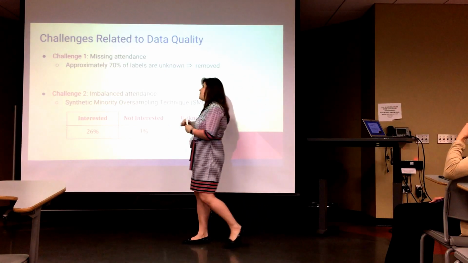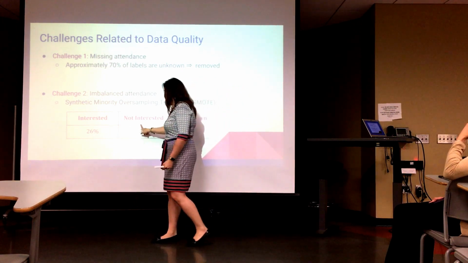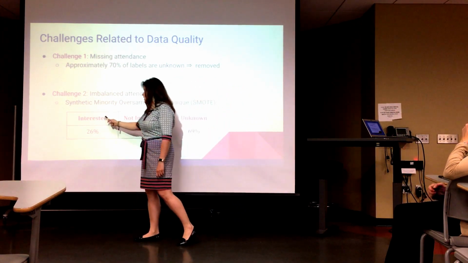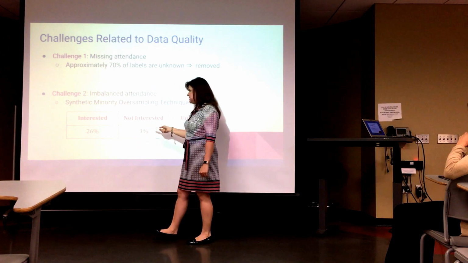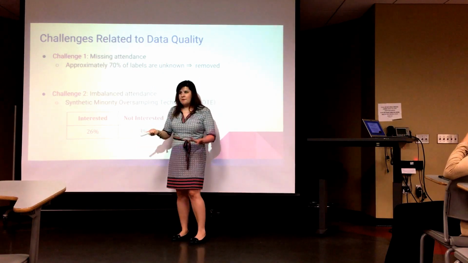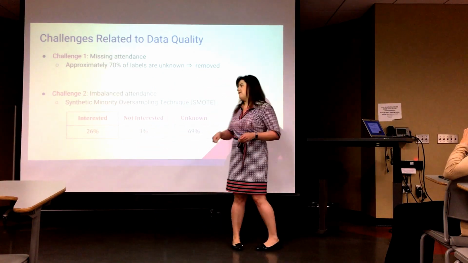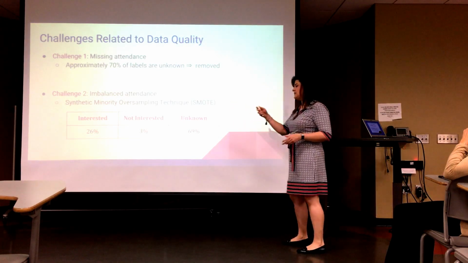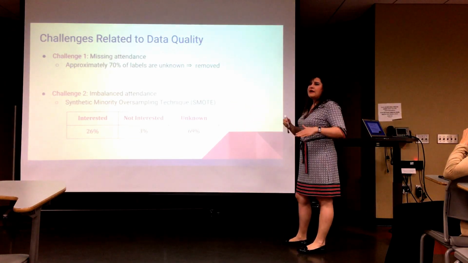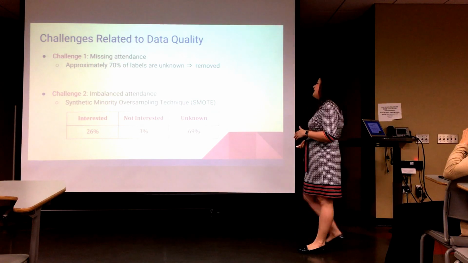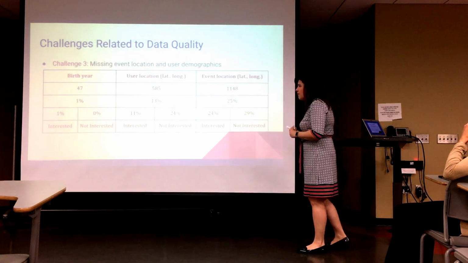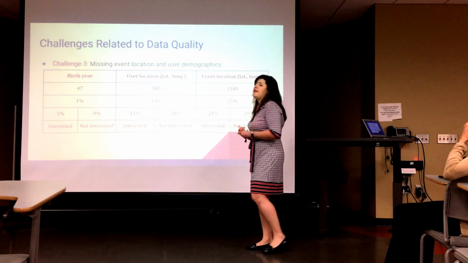Also, after removing that, we would have unbalanced data for interested and not interested. It's imbalanced. To make it balanced, what we did is that we used SMOTE to make those data sets, those class instances, balanced. Another challenge is that we have missing values.